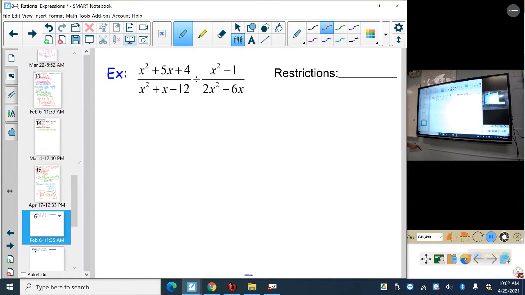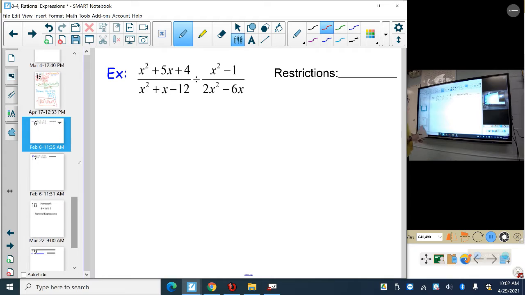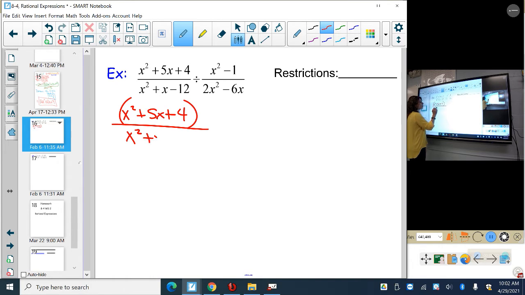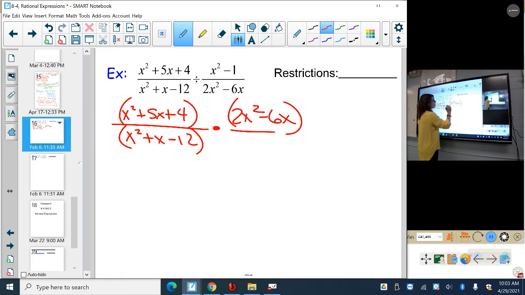Example. Here we go. How are these two fractions connected? They're connected by division. So I'm going to do the keep the first fraction, change it to multiplication, and flip the second fraction. And then I'm going to marry them by simply putting them together.